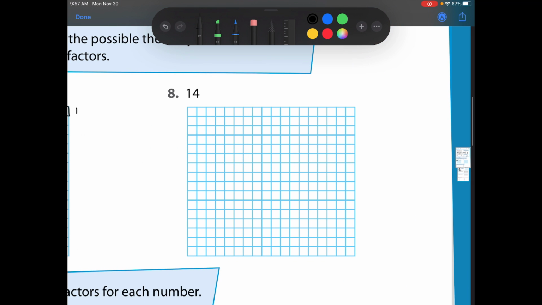Now, heading off to number 14. It's that same thing. How can I show 14? Well, I can have 1, 2, 3, up to 14. So that's one way. I could have the same thing this way. Oops, I think that was too long. I can also have a 2 by 7. So 1, 2, 3, 4, 5, 6, 7. And I can have a 2 by 7 this way.